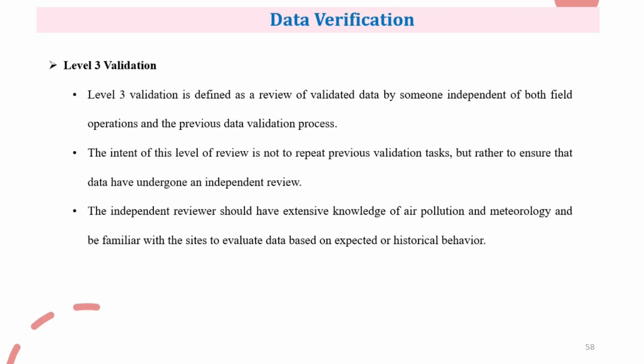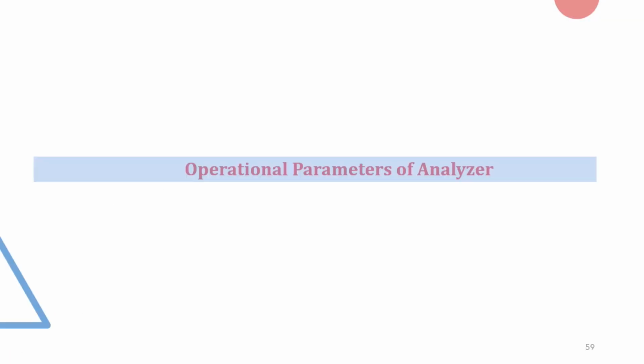Level 3 validation is about having someone independent review the validated data. This person should not be involved in the previous checks to ensure a fresh perspective. They should know a lot about air pollution and weather patterns to assess if the data behaves as expected.